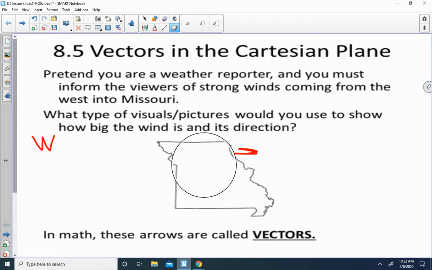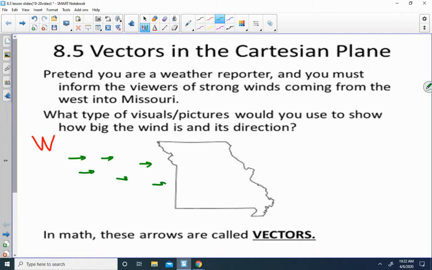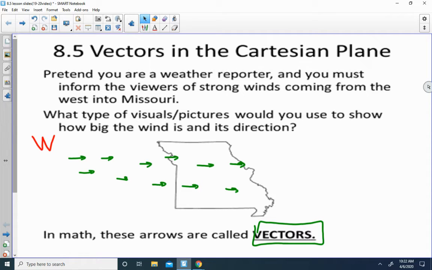But what if you wanted it to be just a small wind? Well, then probably you would say small wind means smaller arrows. So this would represent small, less strong winds coming in from the west. Now, believe it or not, these arrows do serve a mathematical purpose in this lesson. These particular arrows actually have a special name called vectors. And that's going to be our main topic today: how do we work with these vectors, how do we mathematically calculate them, and how do we draw them as arrows on an XY plane.